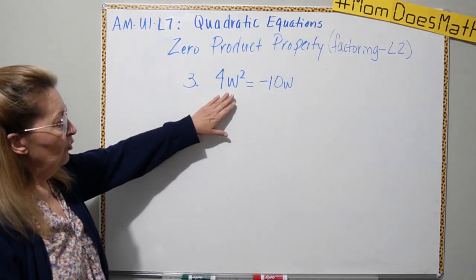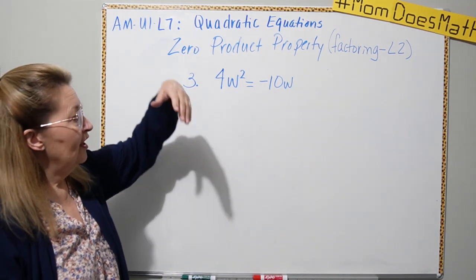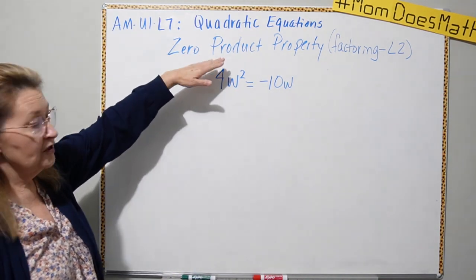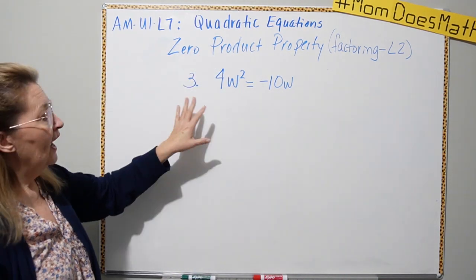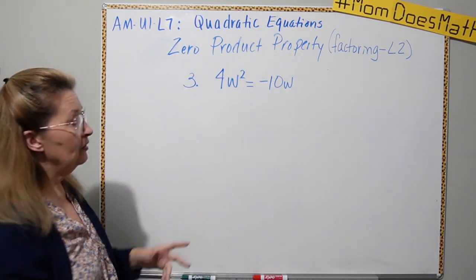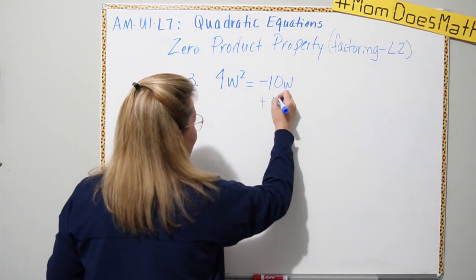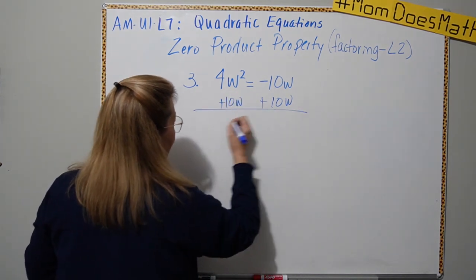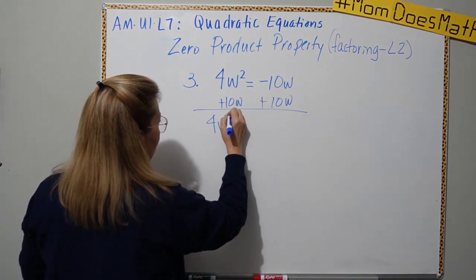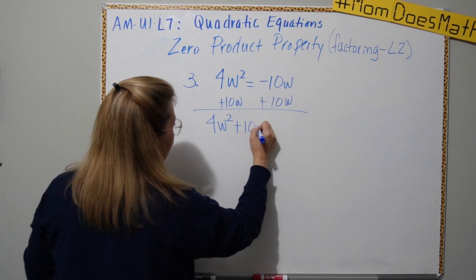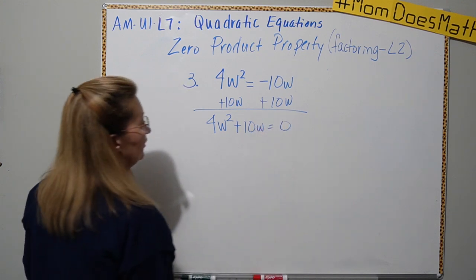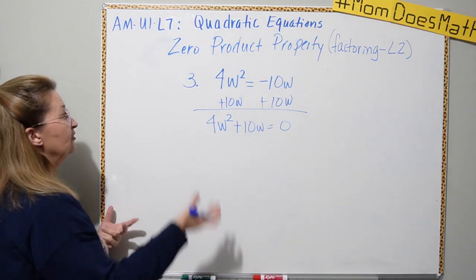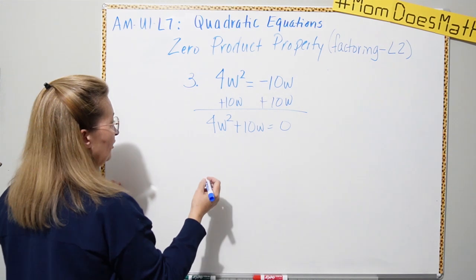Problem number 3, 4w squared minus 10w, and I've been told to solve it using the zero product property. So I'm going to need a 0 here. So first let me add 10w to each side. And that's going to give me 4w squared plus 10w equals 0. Now I factor, because that's how you do the zero product property.